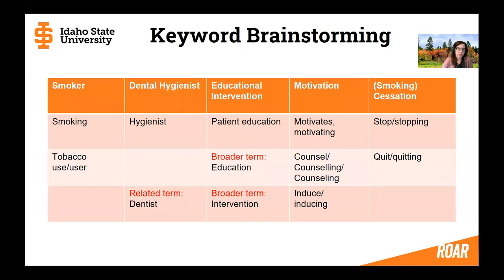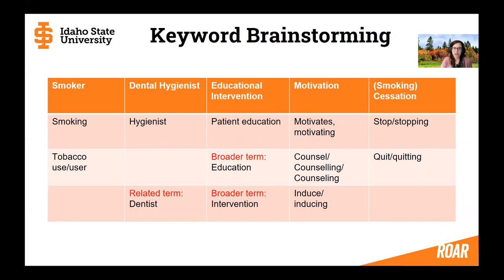Here's what I ultimately came up with for brainstorming. For smoker, you also have to consider smokers, plural, which isn't even in this table because I left it out. Smoking, but you can also say tobacco use or a tobacco user. Those are also terms of interest. A dental hygienist, you could just say a hygienist, right? Because the word hygienist really only means one thing. If I wanted to open my search up to records about dentists delivering education on this topic, I could also do that. That's a related term.